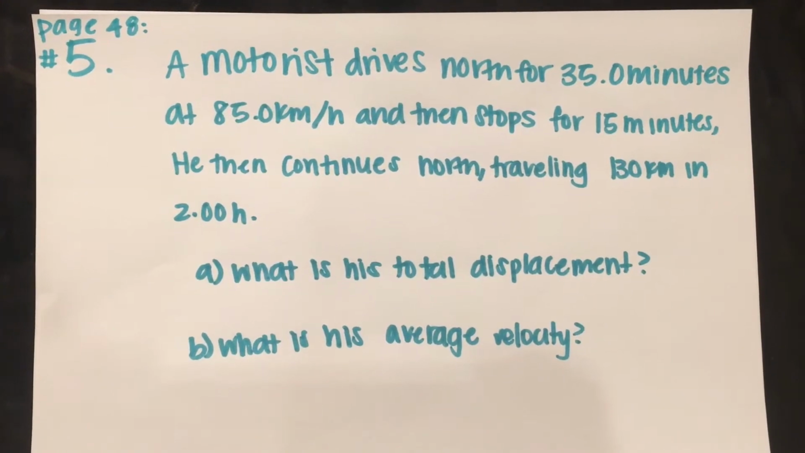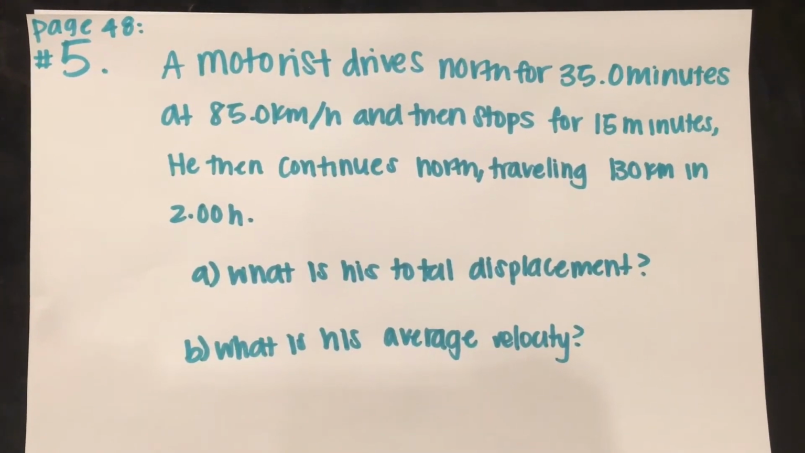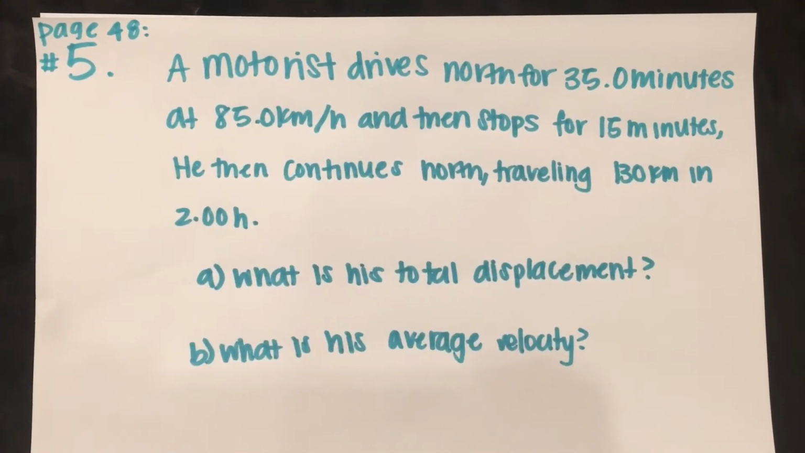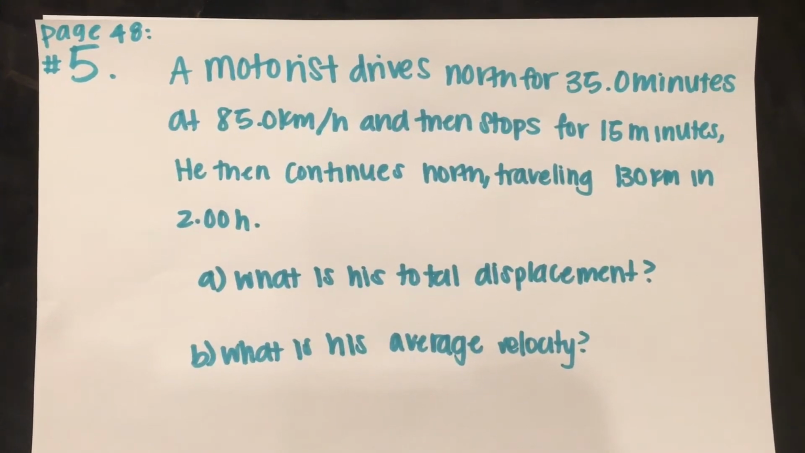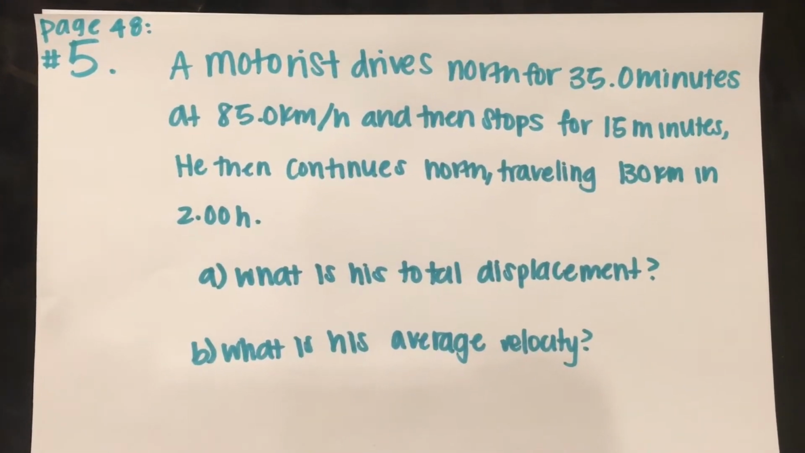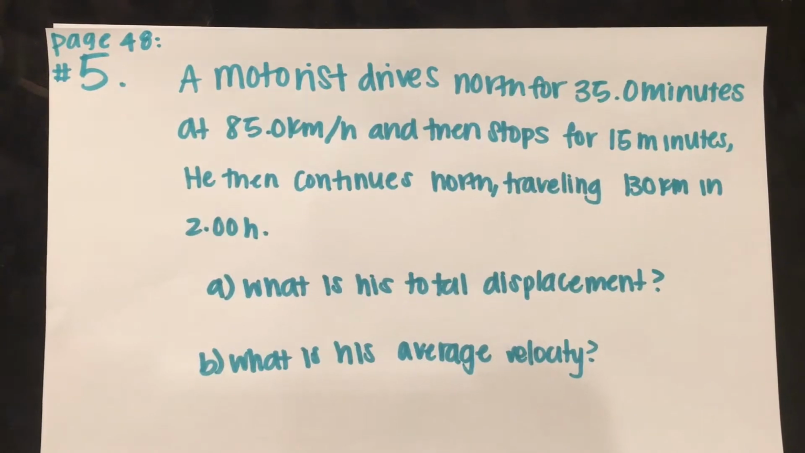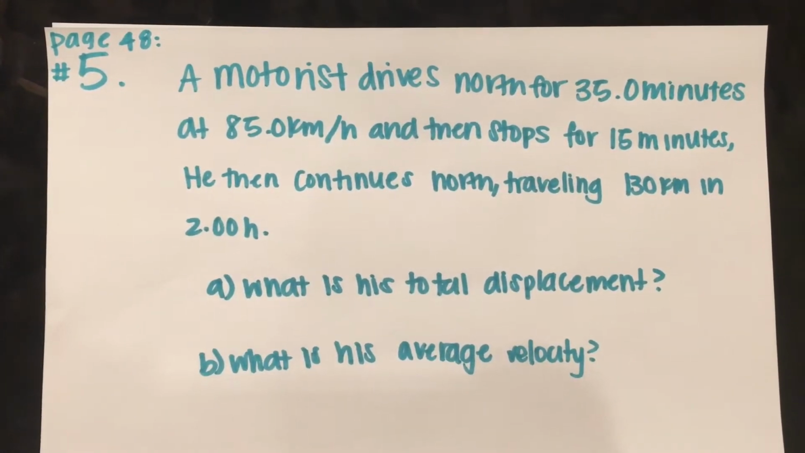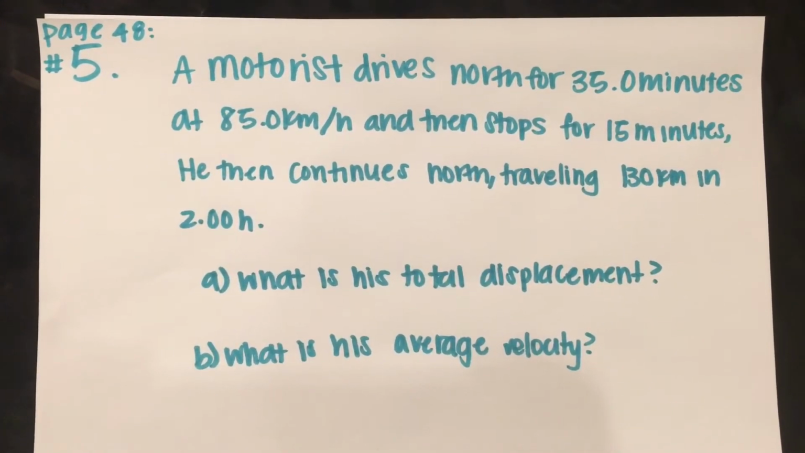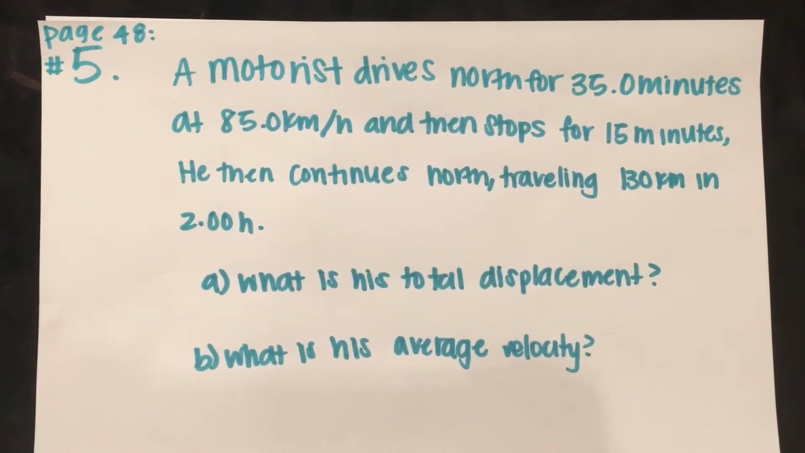Number 5 on page 48. A motorist drives north for 35 minutes at 85 kilometers per hour and then stops for 15 minutes. He then continues north, traveling 130 kilometers in 2 hours. A. What is his total displacement? B. What is his average velocity?